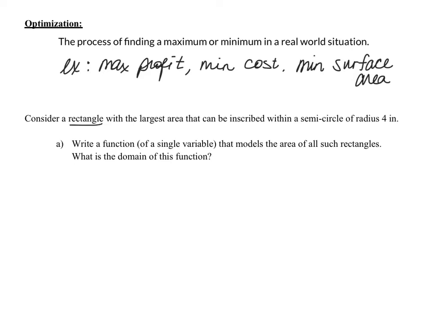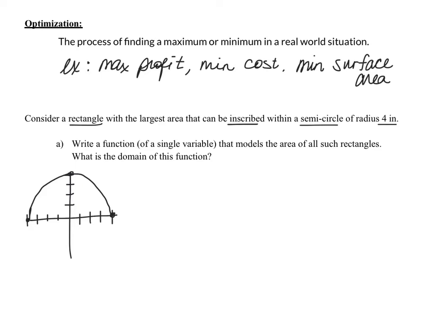So we're looking at a rectangle, and we want it to be inscribed in a semicircle that has a radius of 4 inches. So I'm going to begin by drawing a diagram of the semicircle, and I'm going to go ahead and put it on the coordinate plane. So I'm going to put it on the XY axis and go ahead and count out from the origin to the right 4, up 4, and left 4, and then just do my best to draw a semicircle. It doesn't have to be perfect, it's just a sketch. So here is my semicircle.